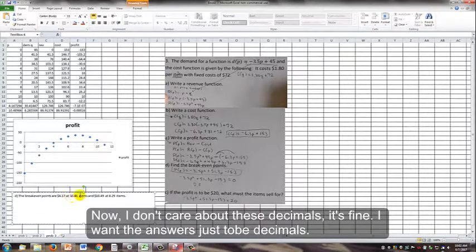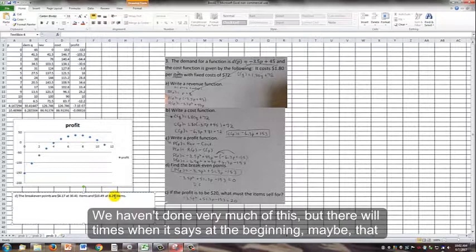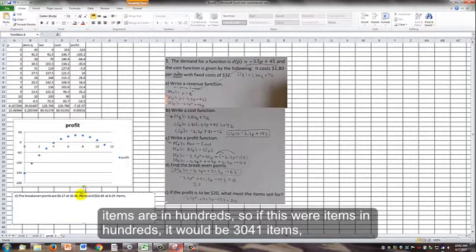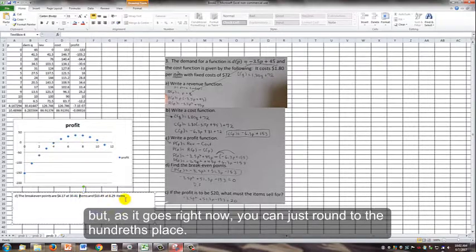Now, I don't care about these decimals, that's fine. I want the answers just to be decimals. We haven't done very much of this, but there'll be times when it says at the beginning maybe that items are in hundreds. So if this were items in hundreds, it would be 3,041 items. But as it goes right now, you can just round to the hundredths place.